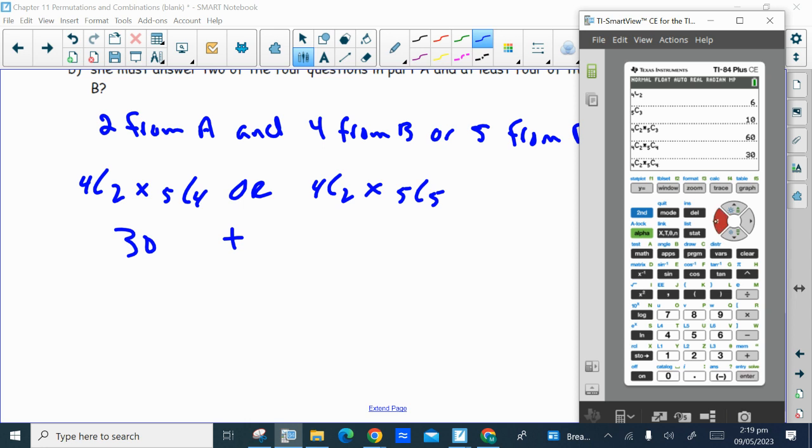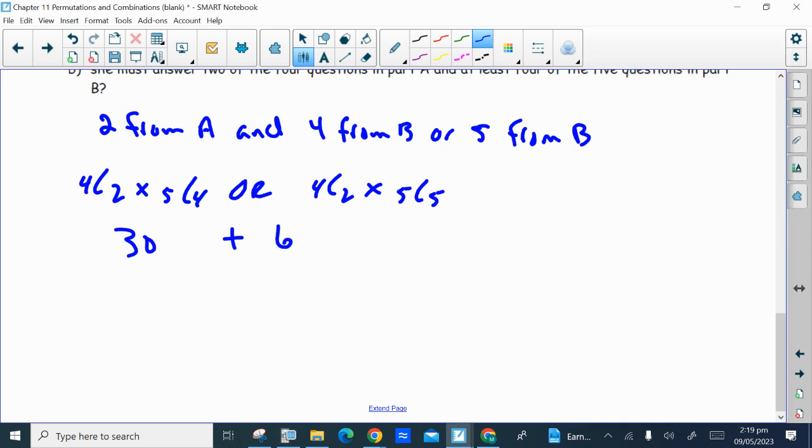I can edit the last one and just change that 4 to a 5. 4C2 times 5C5 is only 6. See, 5C5 is 1. You're selecting all 5 from 5. The order doesn't matter. 5C5 is 1. 4C4 is 1. 3C3 is 1. You're selecting all of them, and order doesn't matter. There's only one way that can happen. So 4C2 is 6, because this last part will be 6 times 1. But anyways, when you add the 30 and the 6 together, you'll get a total of 36, and there's your answer.